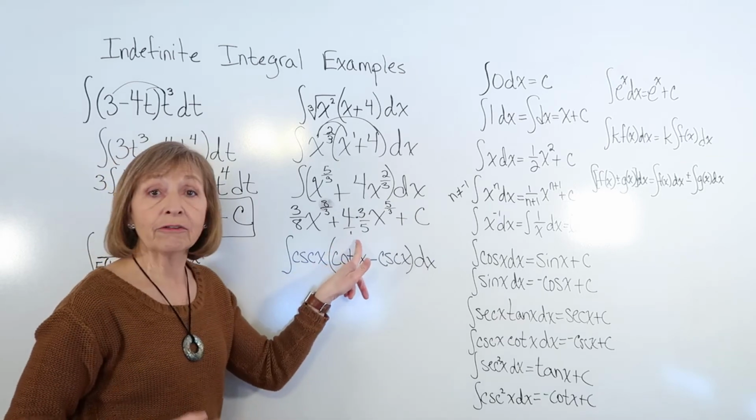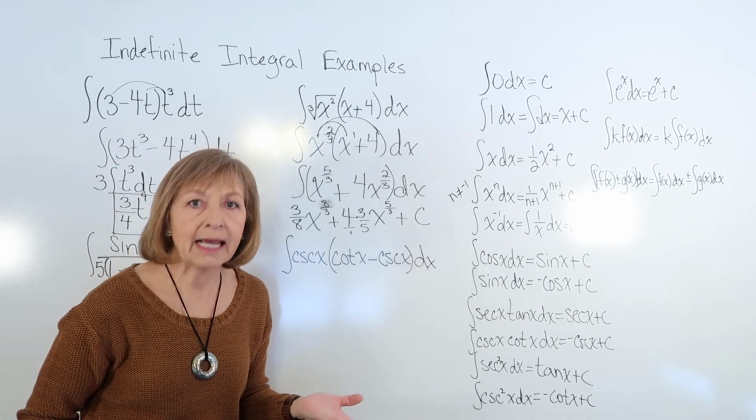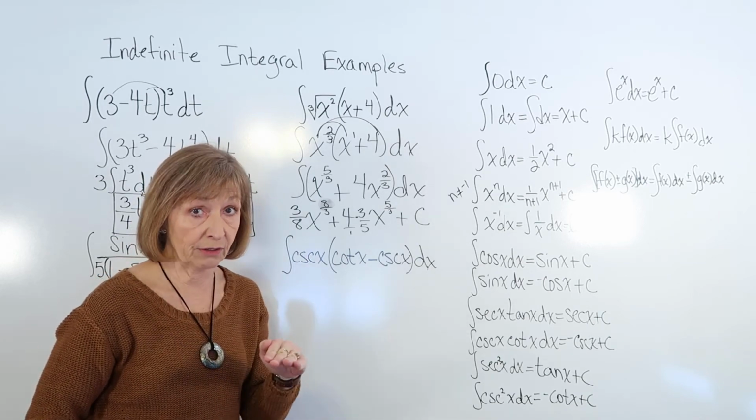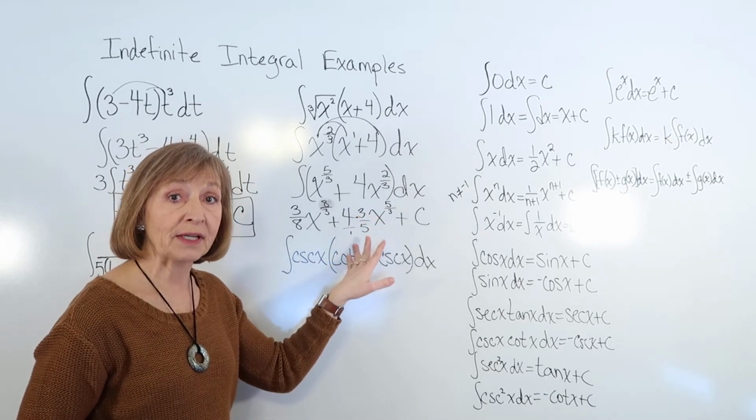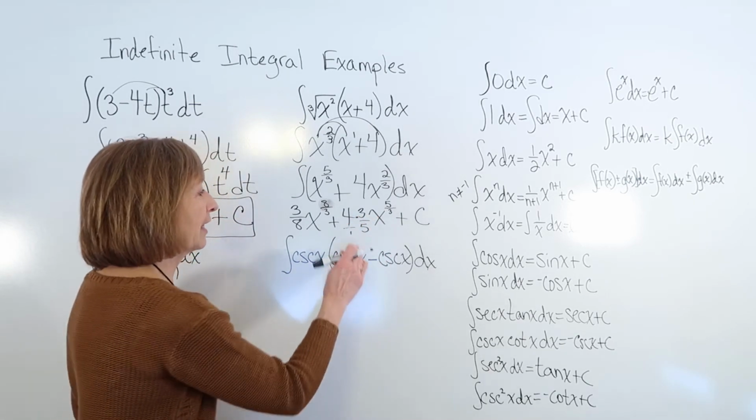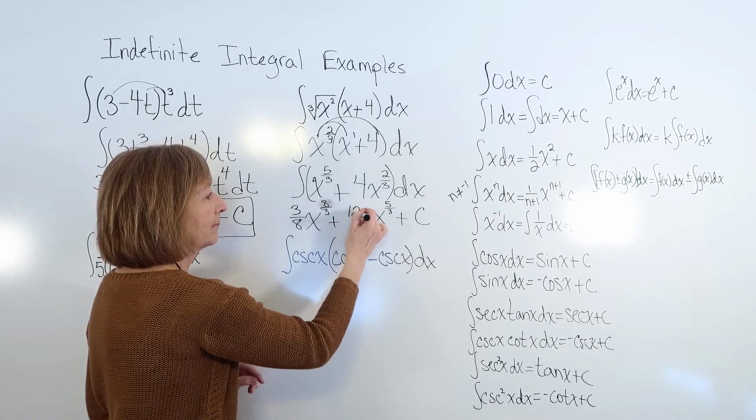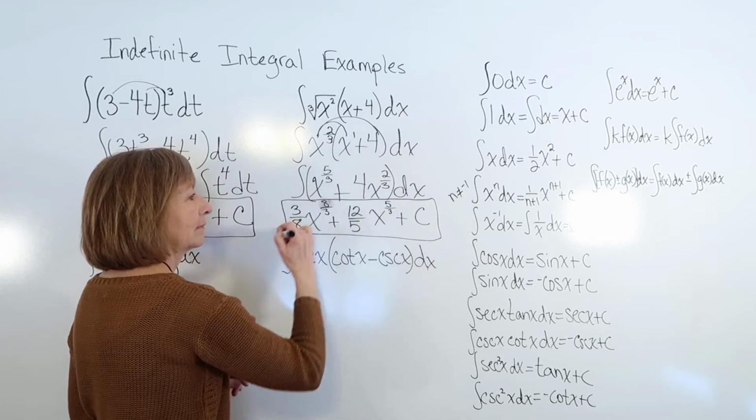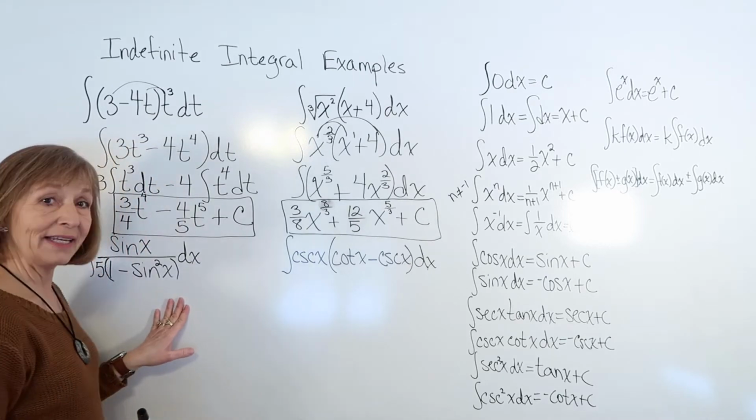And then right here, 4 times 3/5. Think of that as 4/1 times 3/5. And in multiplication, you multiply straight across the top and straight across the bottom. So 4 times 3 is 12 over 1 times 5 is 5. So that's 12/5. And I'm just going to erase this and write that here. And then we remembered our plus c. Okay, how about the next one?